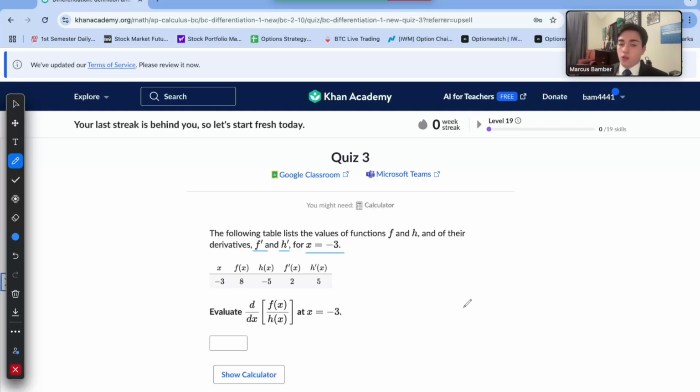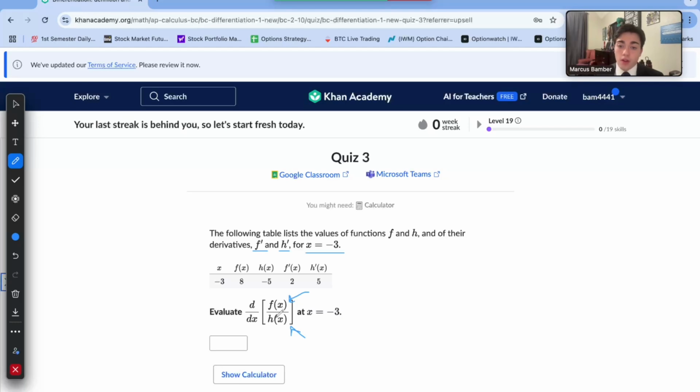So how we do the quotient rule, we just need to remember the low function is the denominator and the high function is the numerator. So we're just simply going to say low times the derivative of the high function minus high times derivative of the low function divided by low function squared.